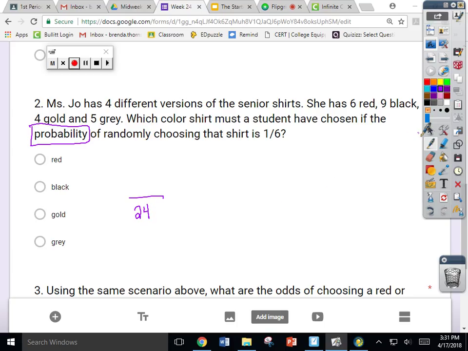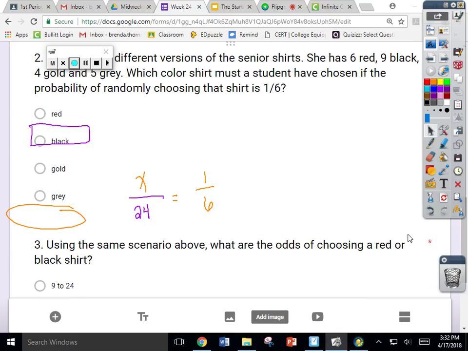Then it wants me to find this number. What type of shirt did she have to buy to get 1/6? So there's a couple of different ways you can do it. You can cross multiply and solve. Or you could just plug in your answer choices and say, okay, if there were 6 here, 6 over 24 reduces to 1/4, not 1/6. 9 over 24 doesn't reduce to 1/6. 4 over 24 does, therefore it has to be the gold shirts, because 4 over 24 reduces to 1/6. Okay?